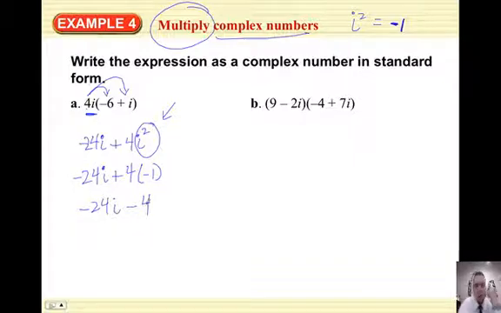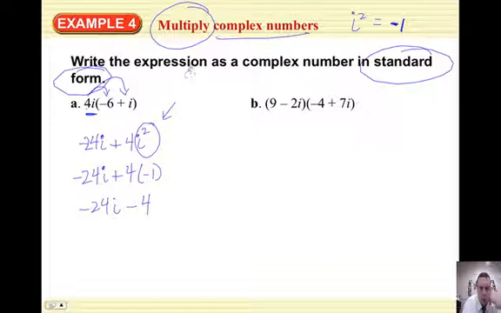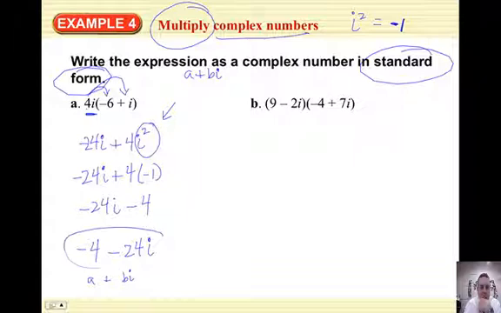Now I will take a point off, because do you notice it says standard form, which is a plus bi. Drill that into your brain right there. Is this a plus bi? No, it's not. It's bi and then a. So you have to put this first. What's a? 4 is a, so pull it out. And then negative 24i is b. So you could say plus negative 24i or just minus 24i. So this is a plus bi or a minus bi. So there is your final answer in standard form.